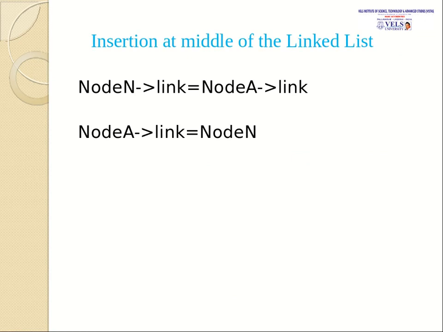So, the operation done is this: node n's link will be equal to node A's link, what it was having previously, and node A's link will be equal to the new node.